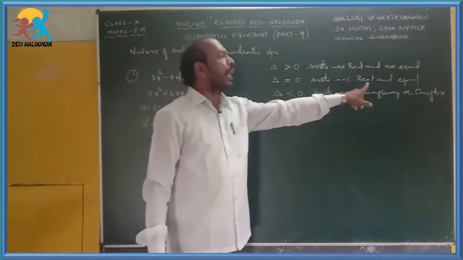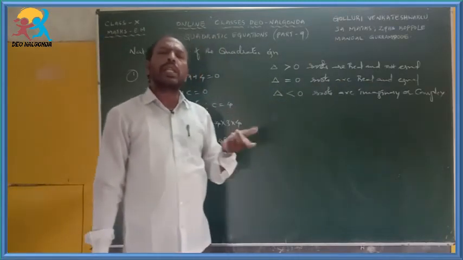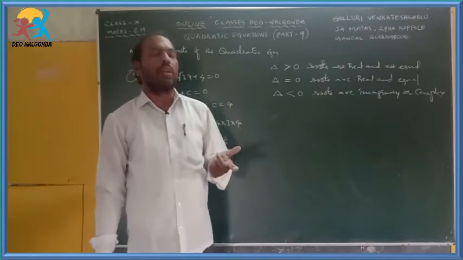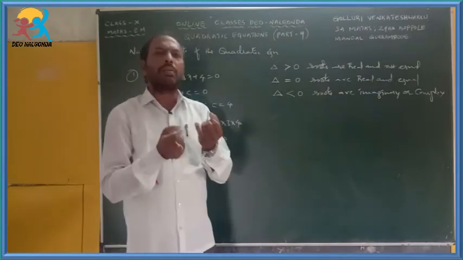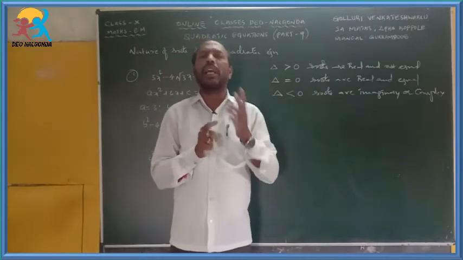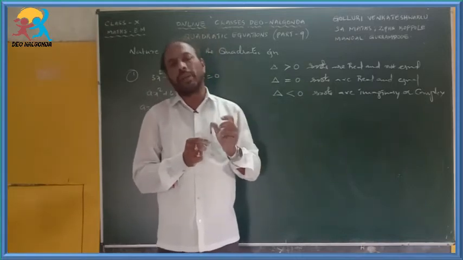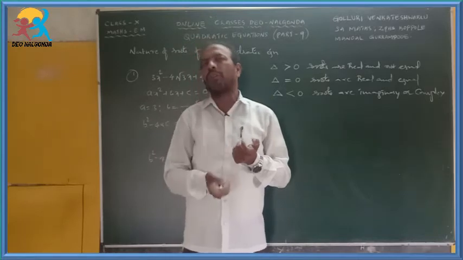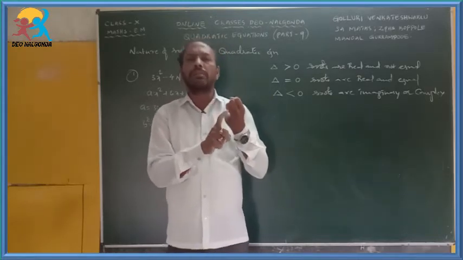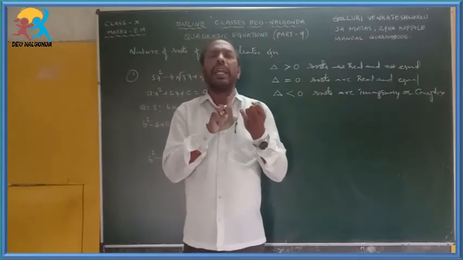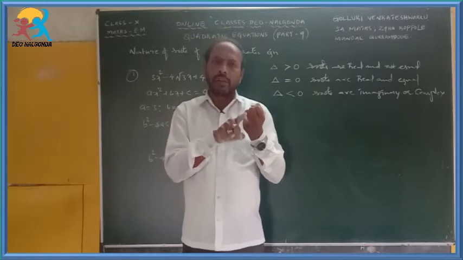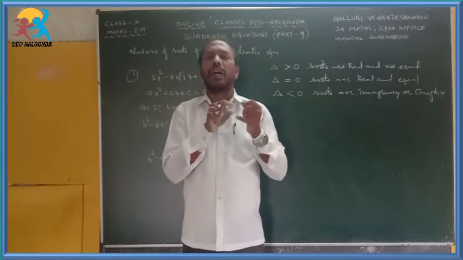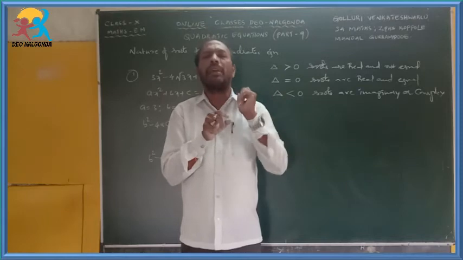then roots are real and equal. Roots will be real roots, and they will be equal. What is real? Those roots are real means the two numbers will be either positive or negative. You have learned real numbers in the definition of real numbers: natural numbers, whole numbers, integers, fractional values, irrational numbers, all these are said to be real numbers.